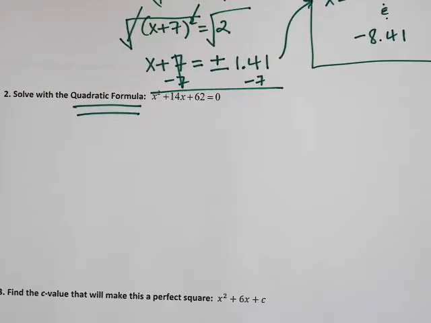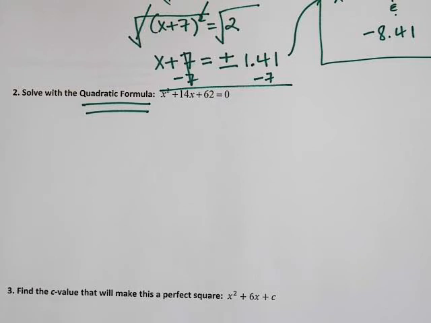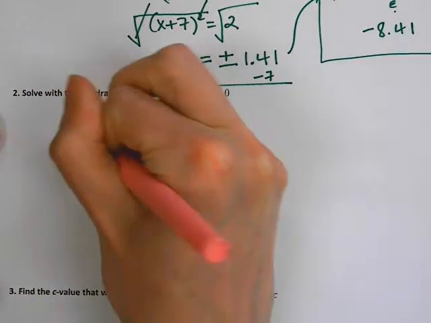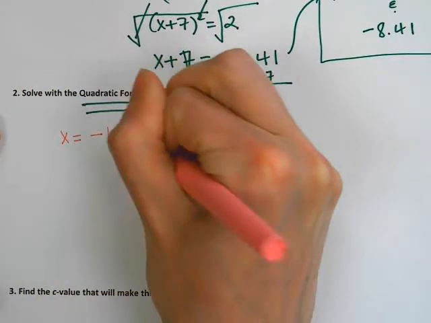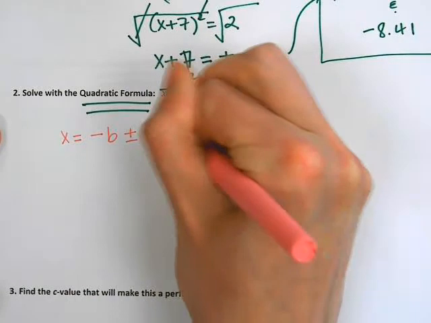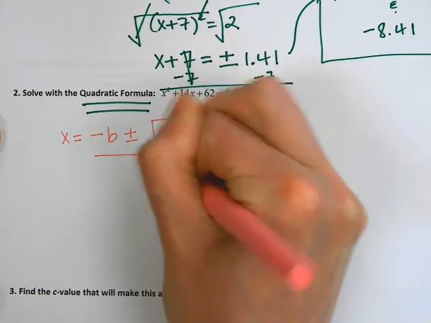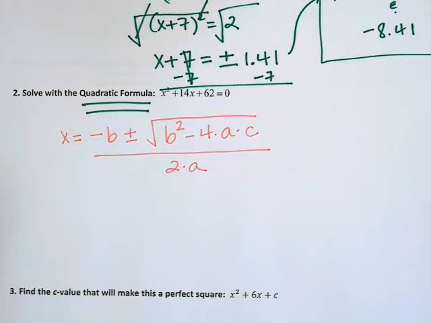Okay, so that's solving by square roots. Some are much easier than that, actually. All right, quadratic formula is the story about the boy. So x equals negative b plus or minus square root b squared minus 4 times a times c all over 2 times a. And all you have to do is plug stuff in.